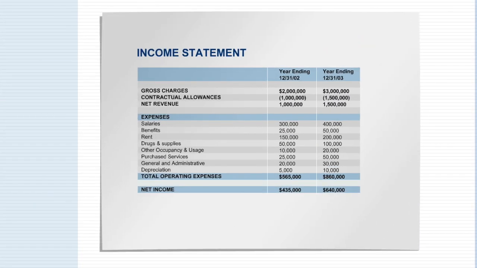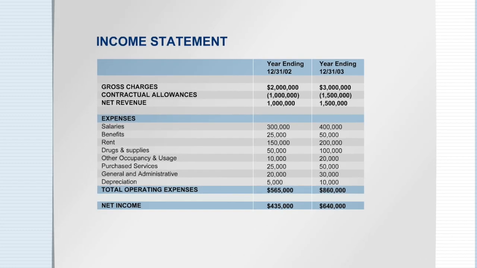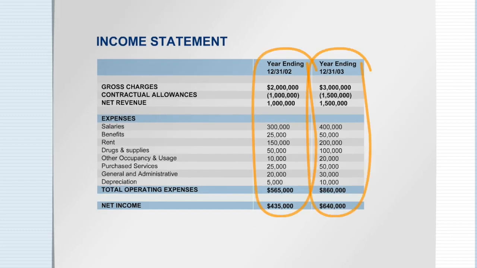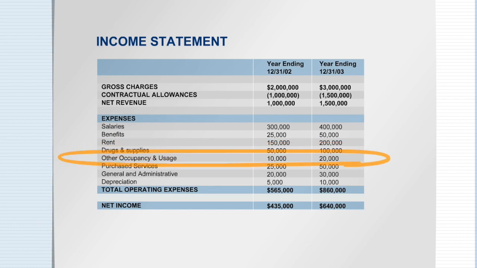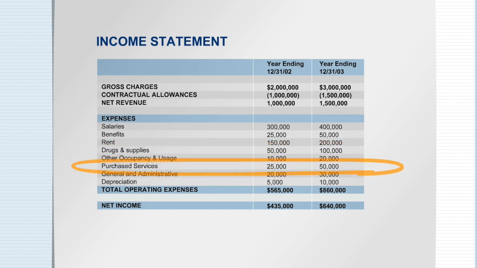Here's what a typical income statement might look like for a medical practice you're interested in joining. This one covers the years 2002 and 2003. You can see that net revenue went up from $1 million in 2002 to $1.5 million in 2003. Of course, expenses also went up during 2003 in every category: salaries, benefits, rent, drugs and supplies, occupancy and usage charges, purchase services, G&A, and depreciation.